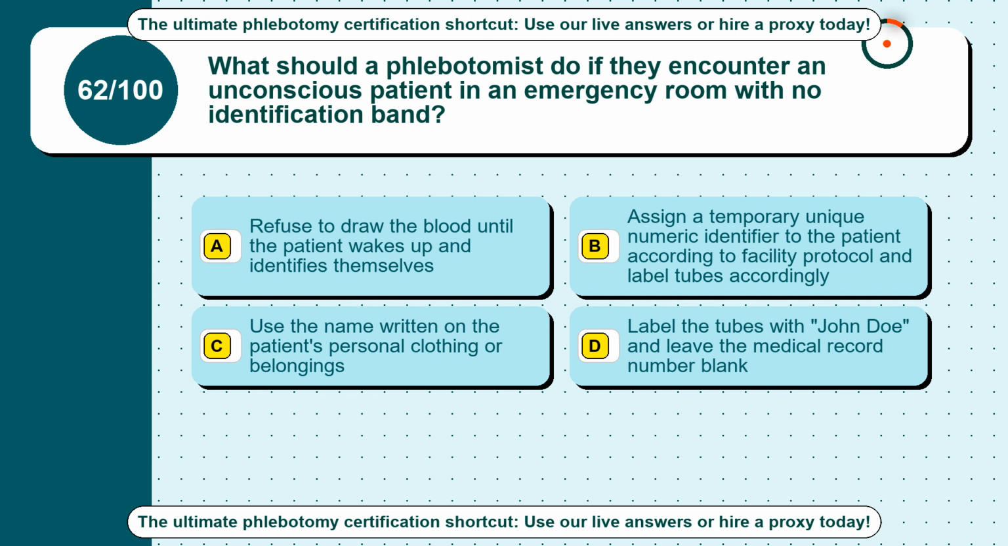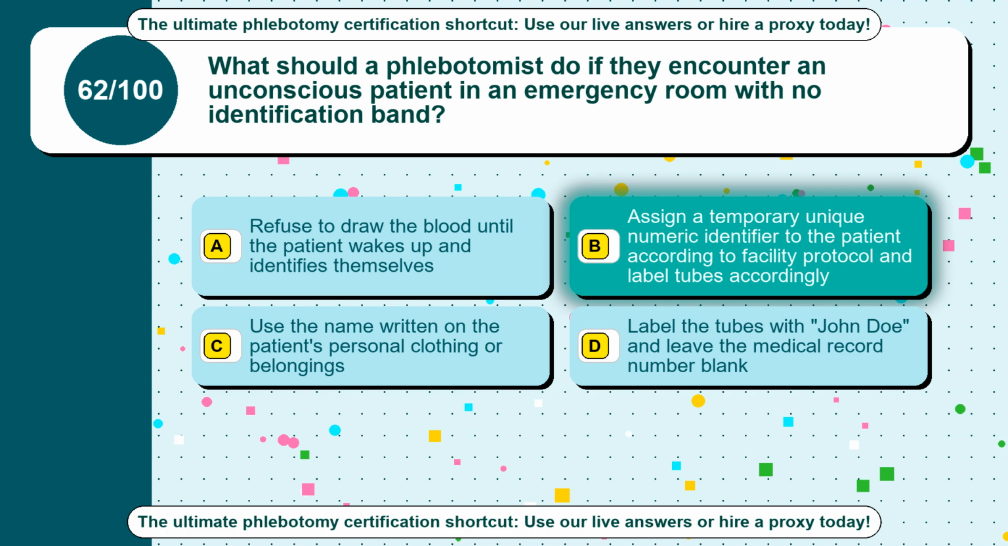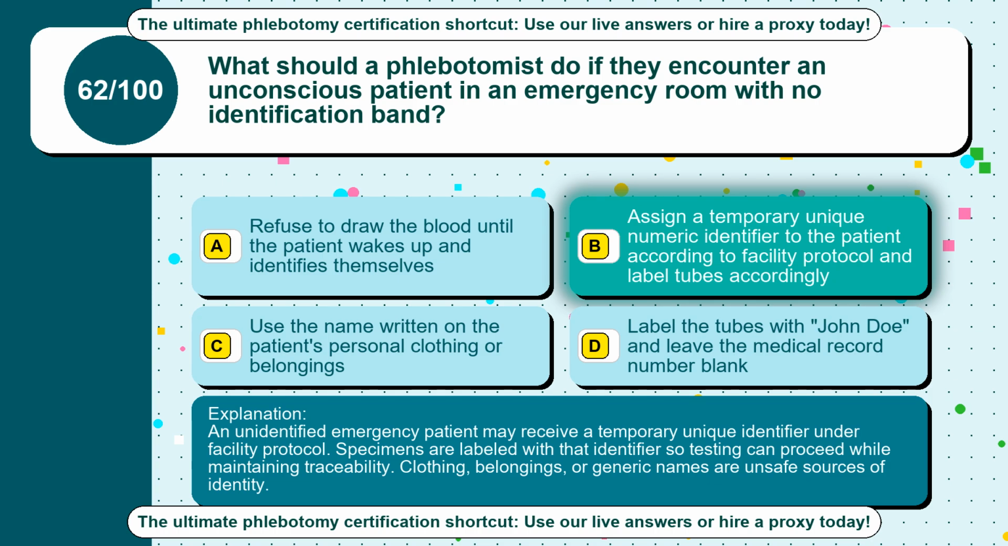Label the tubes with John Doe and leave the medical record number blank. The correct answer is option B. Assign a temporary unique numeric identifier to the patient according to facility protocol and label tubes accordingly. An unidentified emergency patient may receive a temporary unique identifier under facility protocol. Specimens are labeled with that identifier so testing can proceed while maintaining traceability. Clothing, belongings, or generic names are unsafe sources of identity.